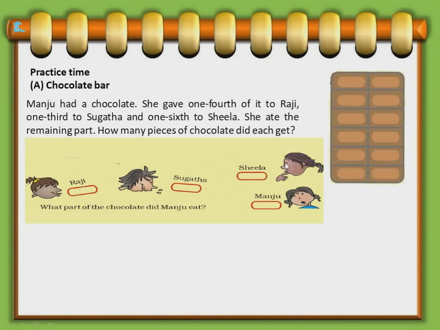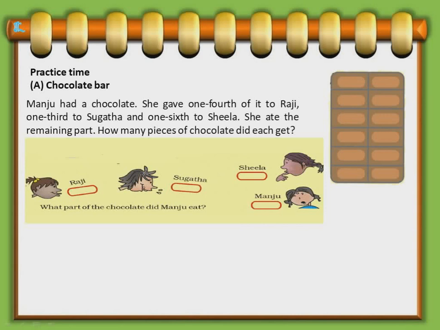Now they have given you one chocolate here. Okay, you can see this. This is a chocolate, it seems. And Manju had this chocolate and she gave 1/4 of it to Raji. Out of this chocolate, 1/4 part she gave to Raji, 1/3 to Sugada, and 1/6 to Sheila. So the remaining part she ate. So they are asking us to find out what part Raji got, what part Sugada got, what part Sheila got, and the remaining Manju had. So what part did Manju have?